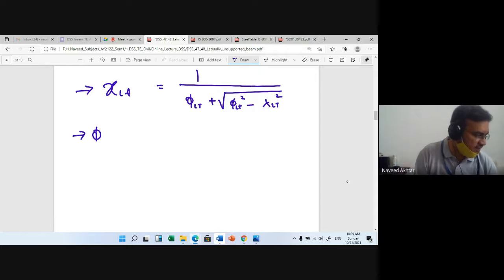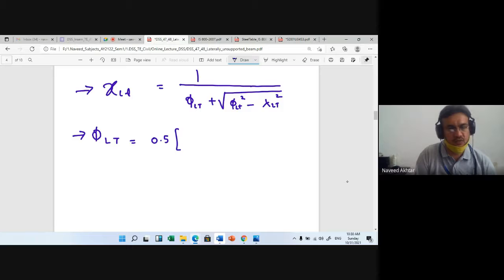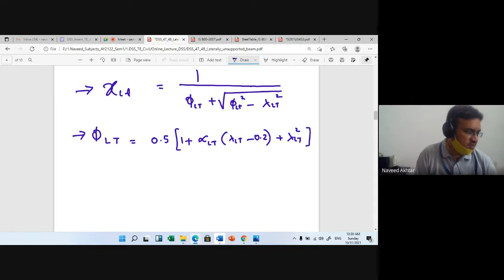So phi LT is equal to 0.5 in bracket 1 plus alpha LT into lambda LT minus 0.2 plus lambda LT square. This formula you have to use to find it. And alpha LT is equal to 0.21 for rolled steel section.